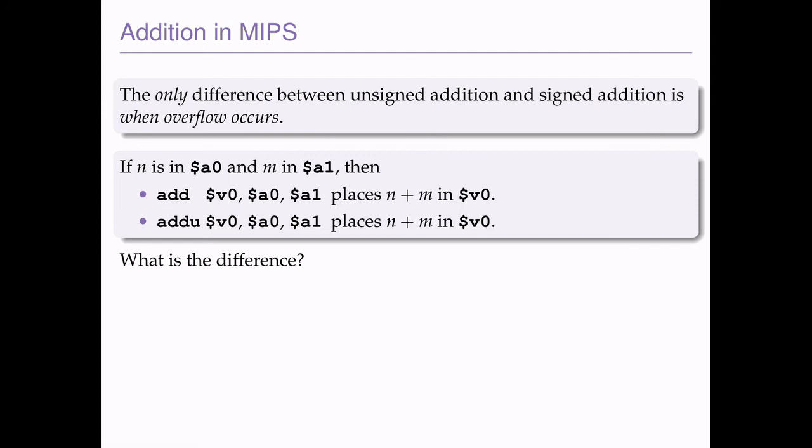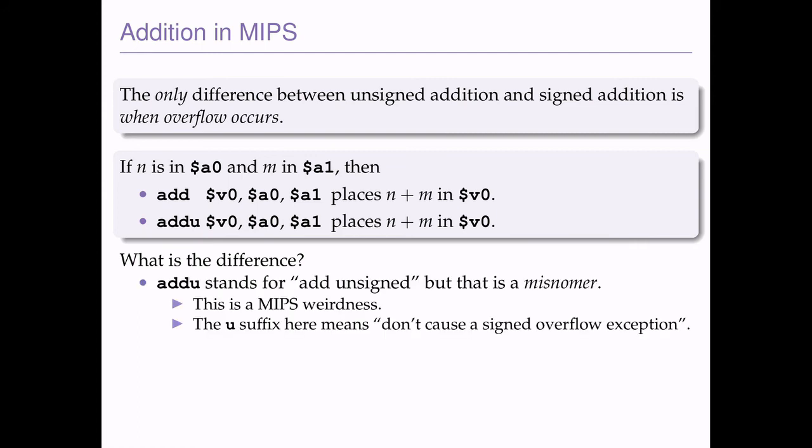You would think that add unsigned treats them both as just unsigned numbers, but that's not the case. Addu does stand for add unsigned, but that's not what it means. Now this is tricky, and this is just something weird in MIPS. What add unsigned means is just don't throw an overflow exception. You'll see that sometimes adding things together can cause overflow if you use just add, but if you use add unsigned, you will never throw that exception.